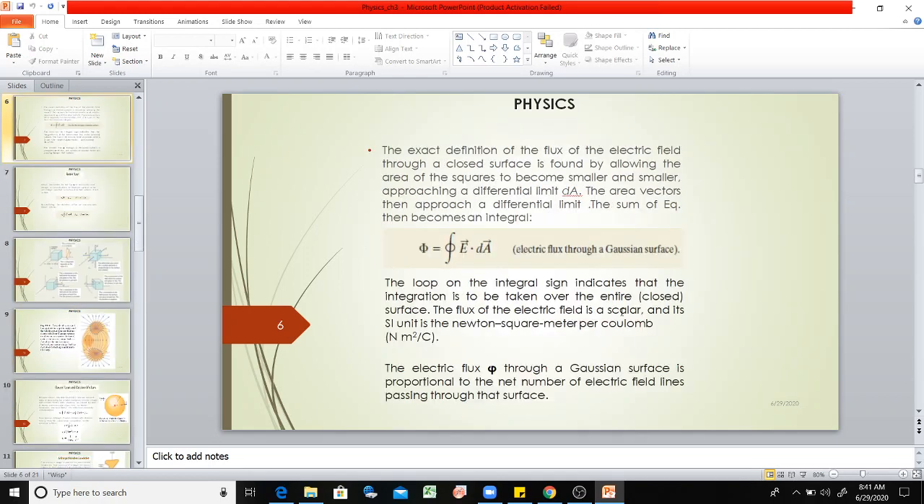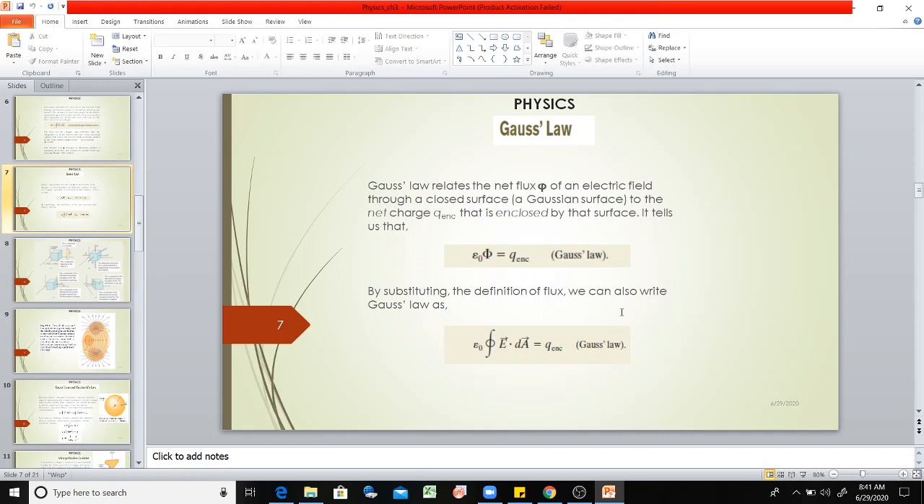Newton meter square per coulomb is the unit of flux. And another definition of Gauss's law is epsilon naught phi is equal to Q enclosed, or we can say the flux in a closed surface is 1 over epsilon naught times the total charge Q enclosed by that surface. So phi is equal to Q enclosed over epsilon naught, or epsilon naught phi is equal to Q enclosed. So you can define it both ways.